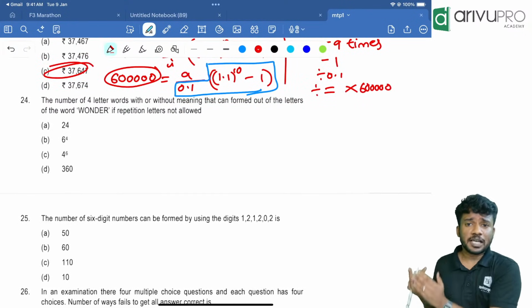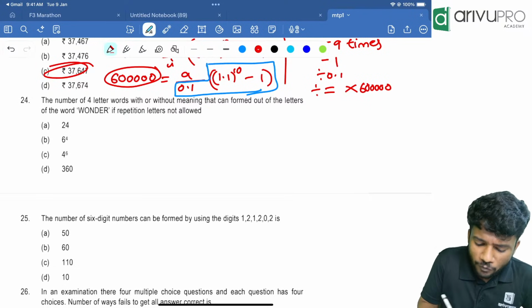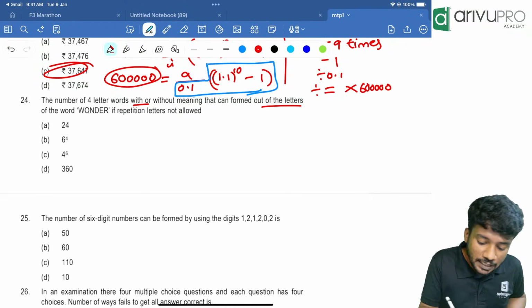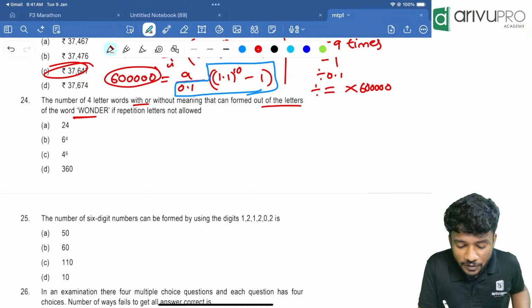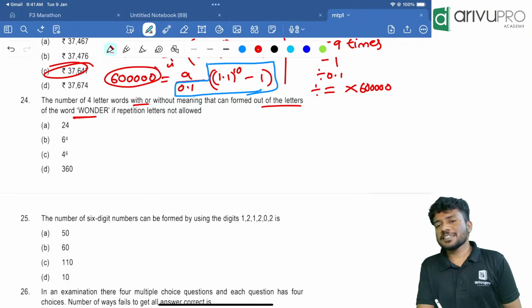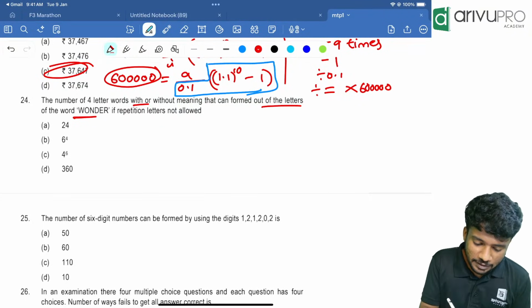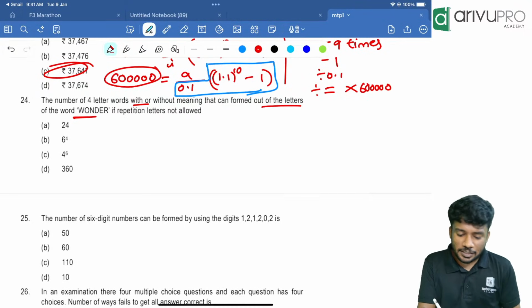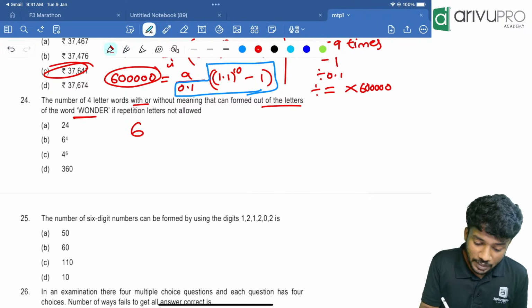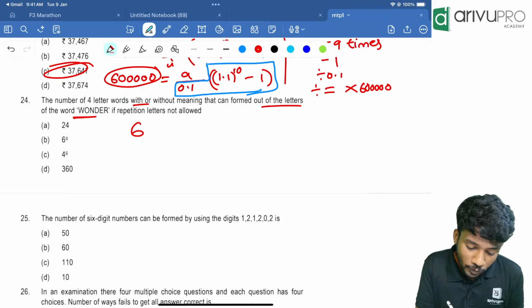We are going to the next chapter, that is chapter 5. The number of 4 letter words, with or without meaning, that can be formed out of the letters of the word WONDER if repetition of letters is not allowed, is the question, people. Very easy to get the answer. How many letters are there in total? 6 letters are there in total. You can directly go for the answer. From that, we take the number of 4 letter words, correct?